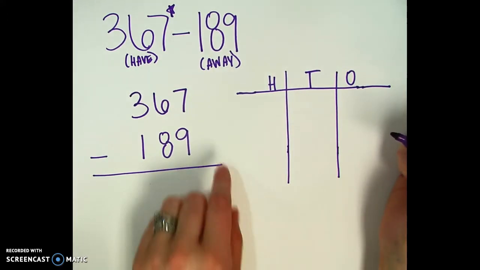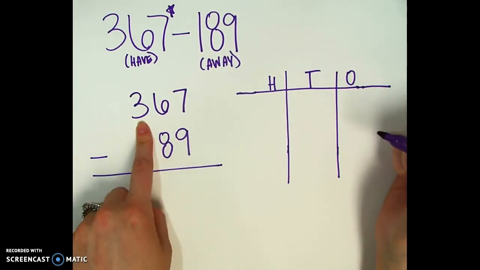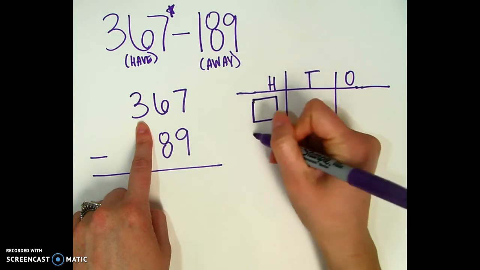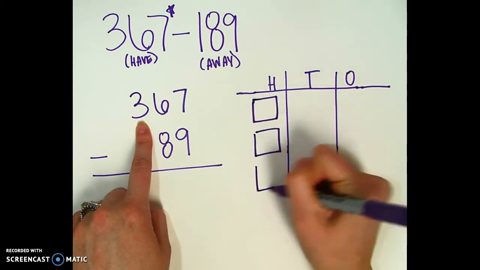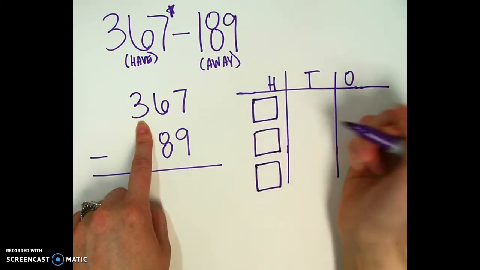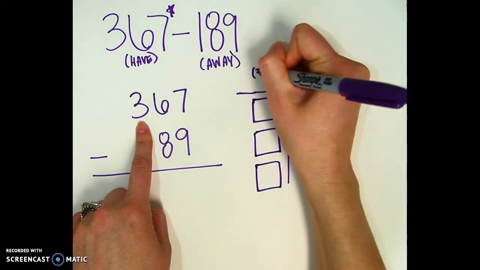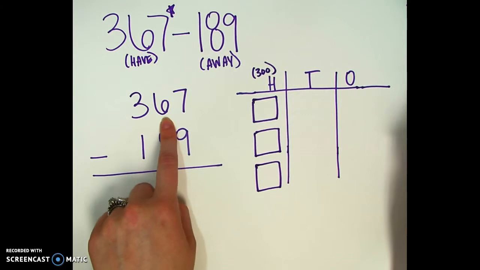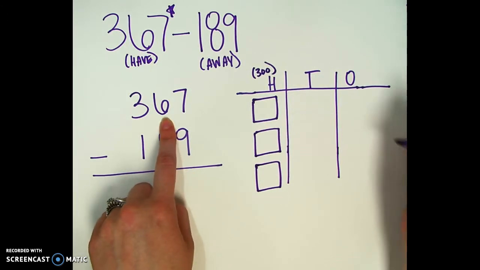Okay? Now, I want to show you exactly what we have using our base 10 blocks. The 3 is in the hundreds place. The value of that 3 is 300. 100, 200, 300. That represents, I'm going to go ahead and write it, 300. Then in my tens place, I have a 6. The value of that 6 is 60.